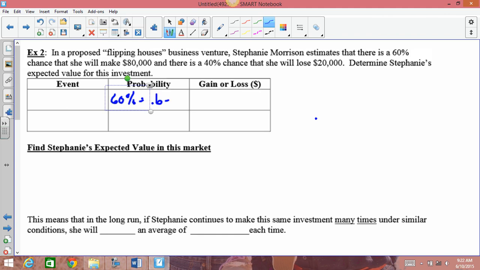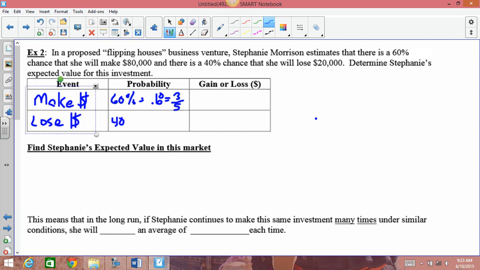That could be written as a fraction, though, as 60 over 100, and 60 over 100 reduced is 3/5. I should say 0.60 when I did that. 60% is 0.60, and then 60 over 100 would be 3/5. Anytime you want to change a decimal to a fraction, of course, you've got your calculator, or you always put it over 100 and then reduce. Okay, and that 60% represents that she would make money. 40% chance that she'd lose money. So that event is going to be lose money, and that's 40%.